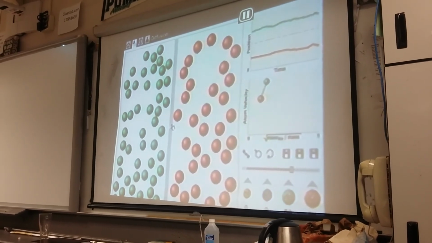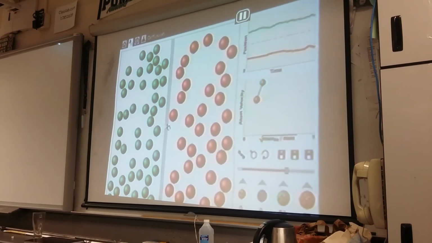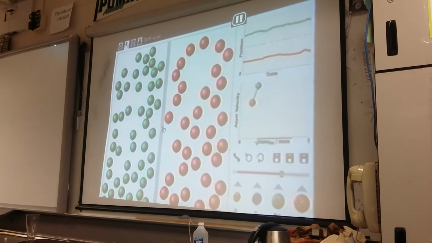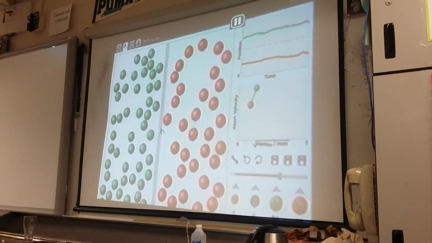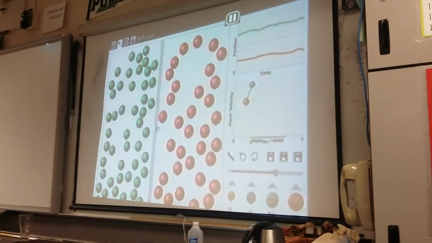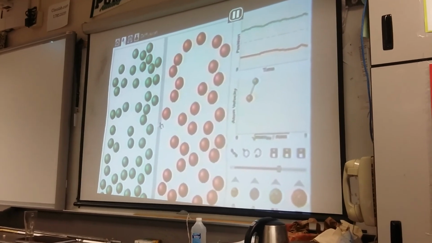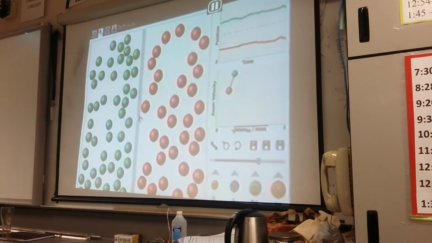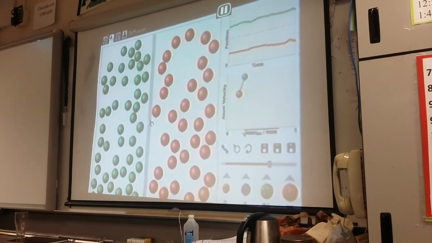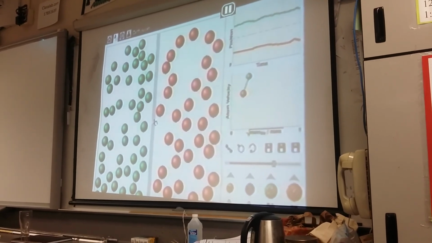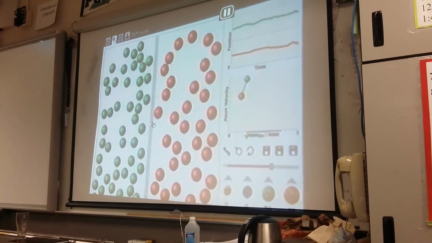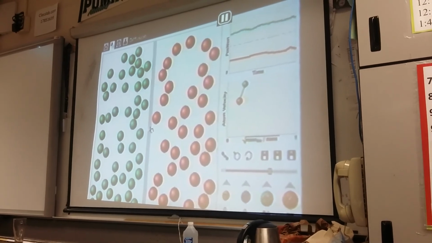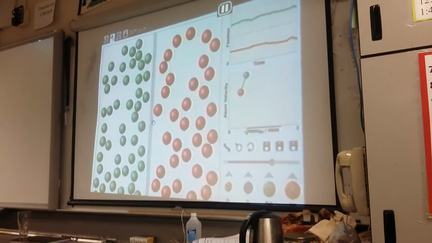Where does the energy come from for them to move? Anyone know? A car doesn't go without energy. Where do you get energy to move? But there's no gas in air molecules, in ink molecules. How do they move around? What gives them the ability to bounce and move? What is it? Can anyone tell me? Heat. Now, heat energy causes molecules to bounce.